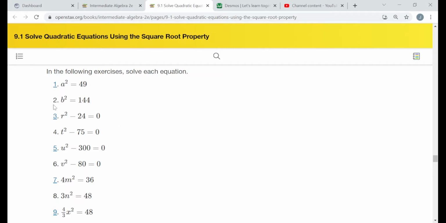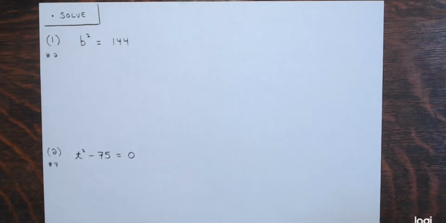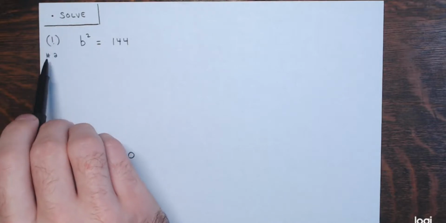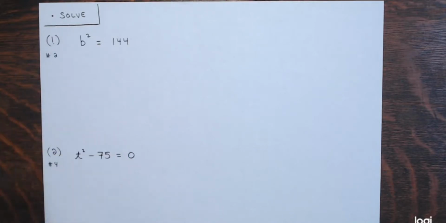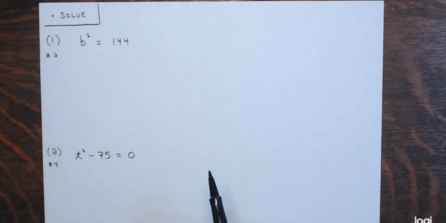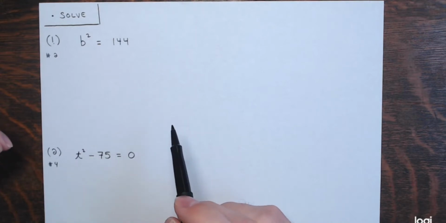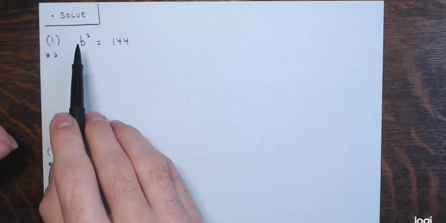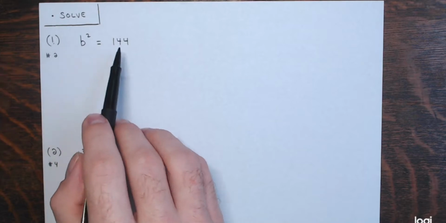Alright, so the first question I'm going to do is exercise 2 here. I've got these written out. So see example 1, number 2 in the text. And we're asked to solve each equation. That's it, right? You're just trying to find what values can I replace the variable with to make a true statement.